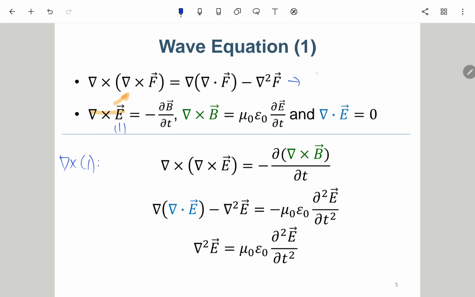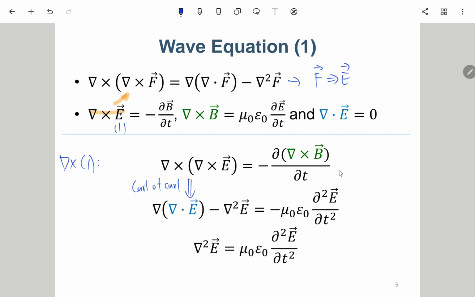Here we try to replace F by E. On the left side is this one, so we try to change this to the right side. It becomes the gradient of the divergence of E minus the Laplacian of E. We just make use of the curl of curl identity.